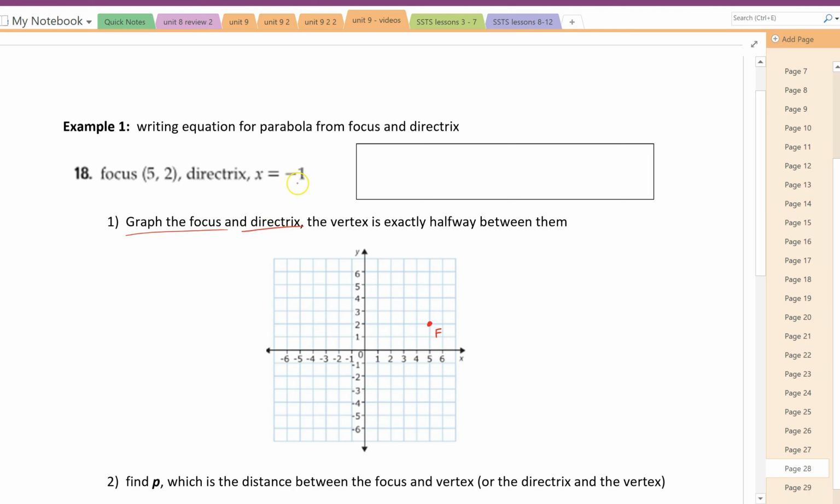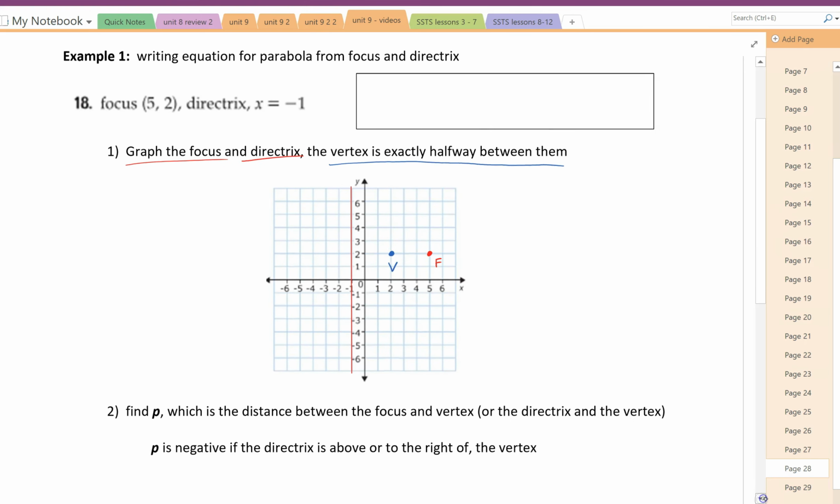The directrix is at x equals -1. So x equals -1 is just going to be a vertical line where x is -1. So I'm going to sketch that in here. Actually, I'm just going to kind of cheat. There's x equals -1. Okay, the vertex of the parabola is always exactly halfway between the focus and the directrix. So all I have to do is figure out how far away the focus is from the directrix, and in this case it's 1, 2, 3, 4, 5, 6 units apart. So the vertex is going to be exactly halfway, which would be 3. So here's my vertex.